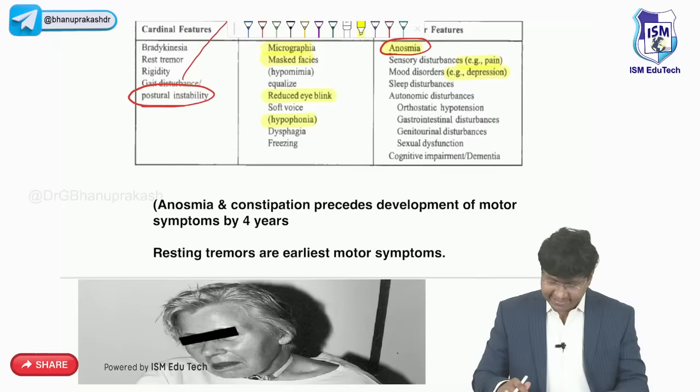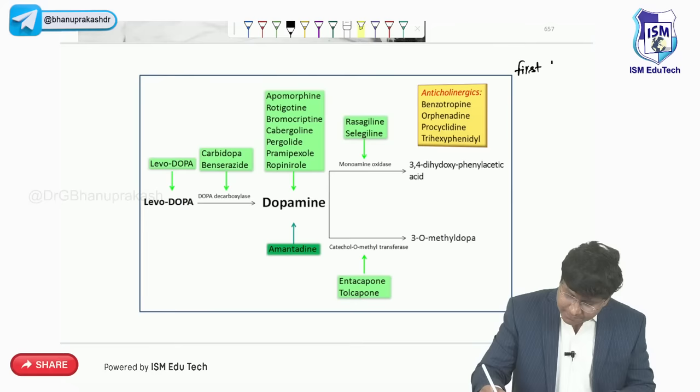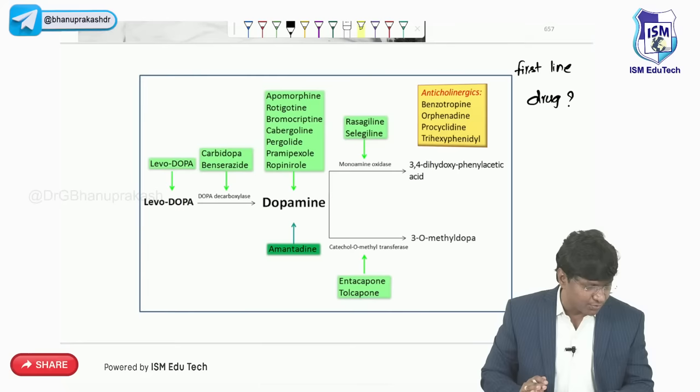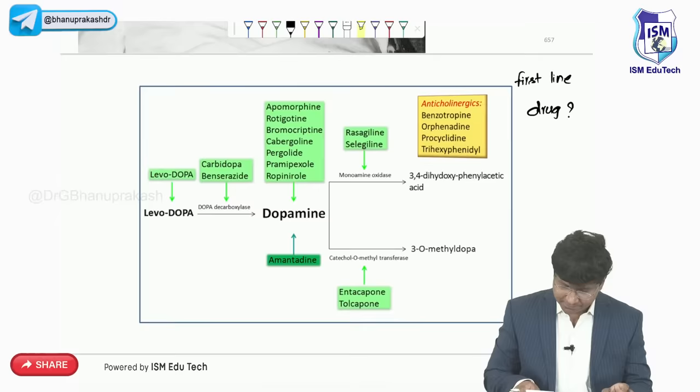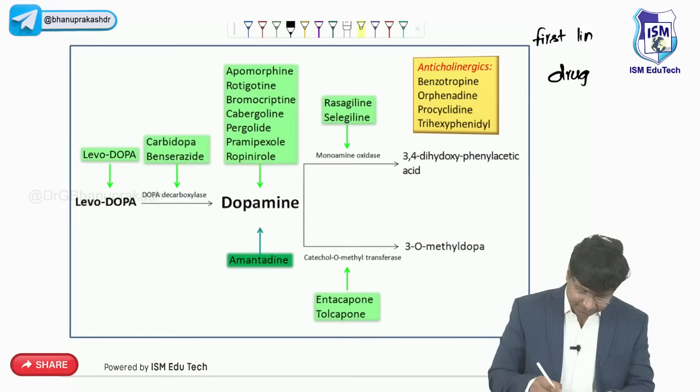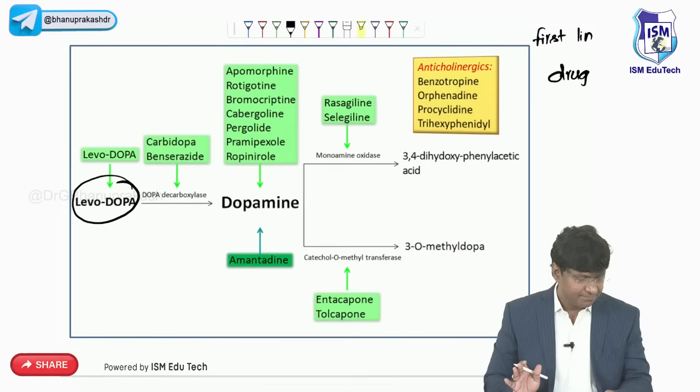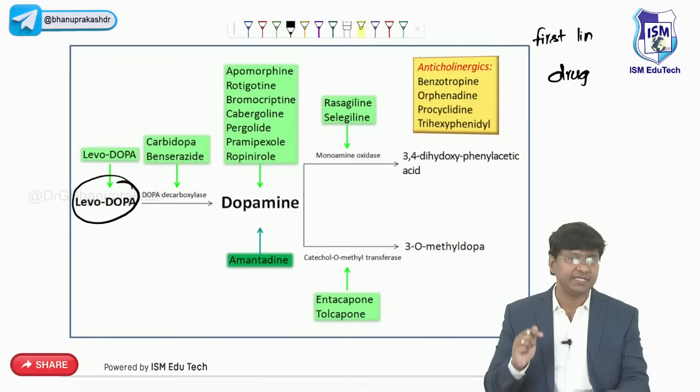Then coming to the treatment. So what is the first line drug in patients with Parkinsonism? So the first line drug in patients with Parkinsonism, please remember, is your levodopa. That will be your levodopa. Okay, right. But remember, when you are giving this levodopa, it is associated with involuntary movement by itself.